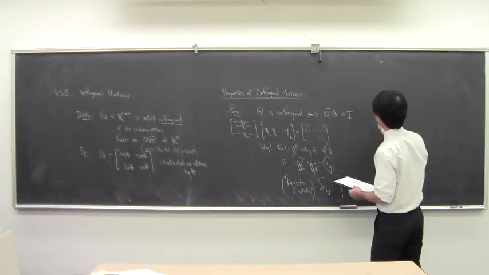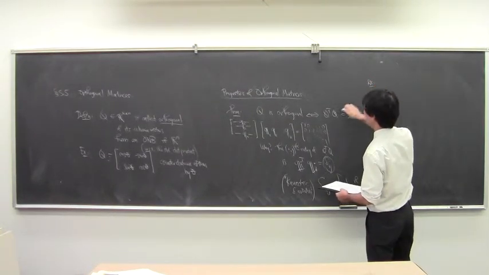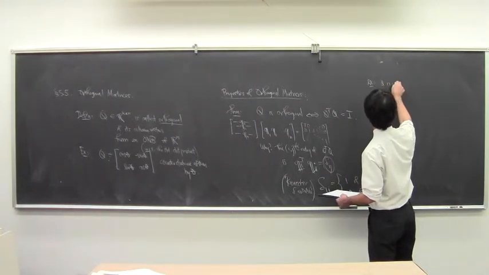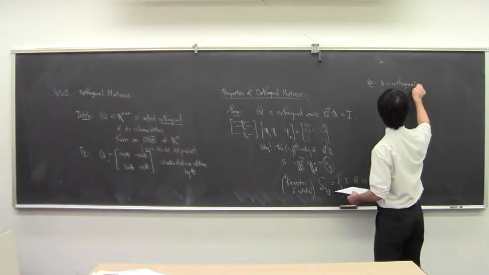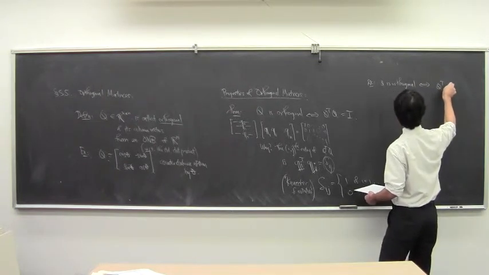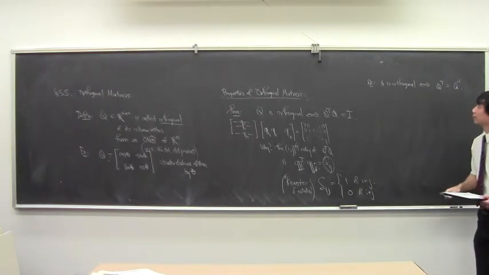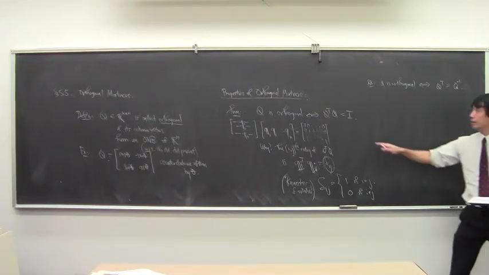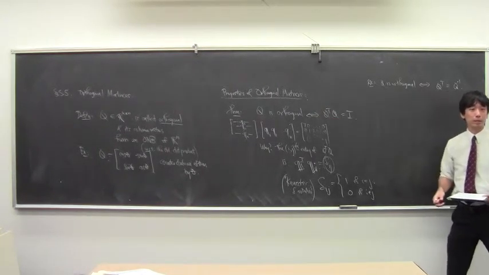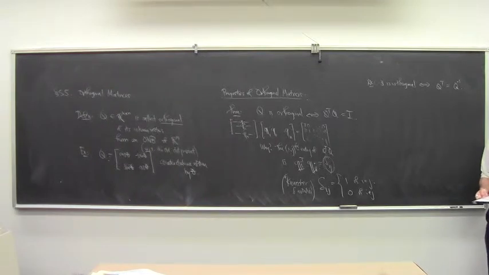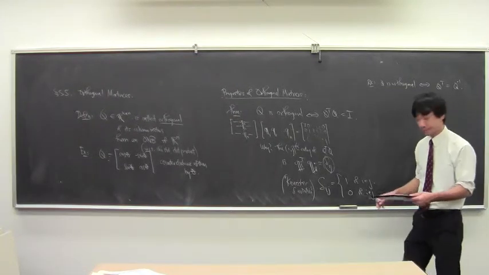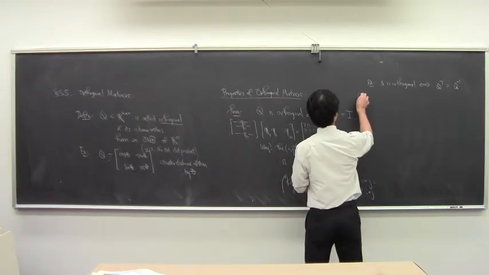Okay, so what do you see? What we see is that Q is orthogonal if and only if Q transpose is Q inverse. Because you see Q transpose Q is the identity matrix, that tells you that the transpose is the inverse of the matrix. Okay. Other properties.